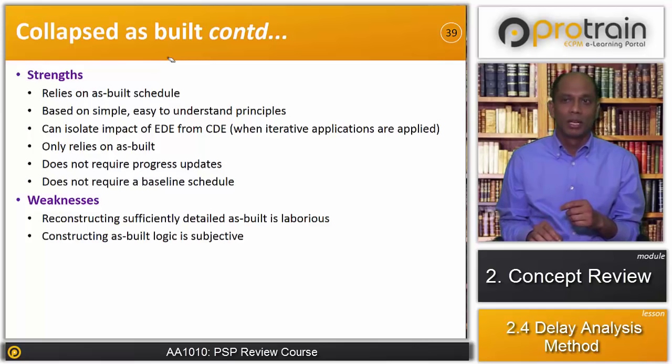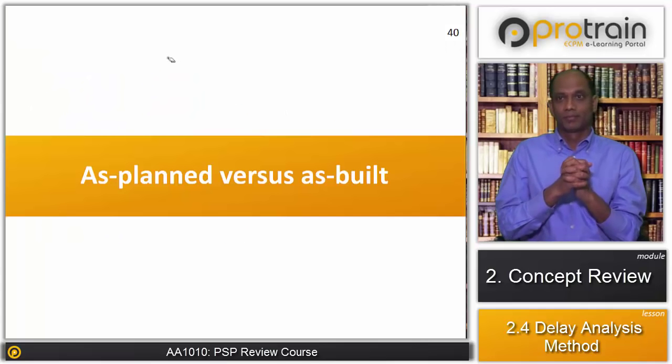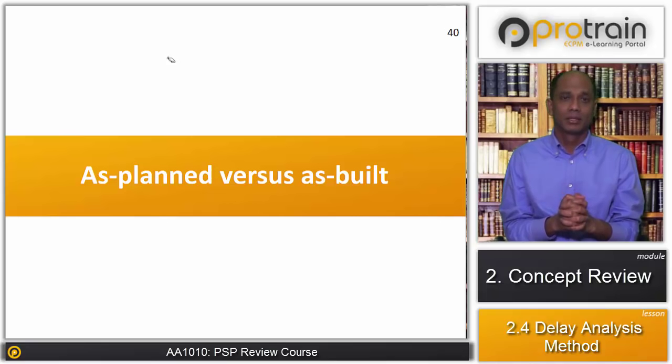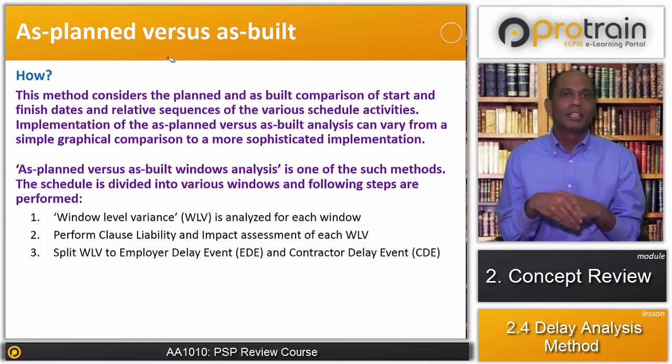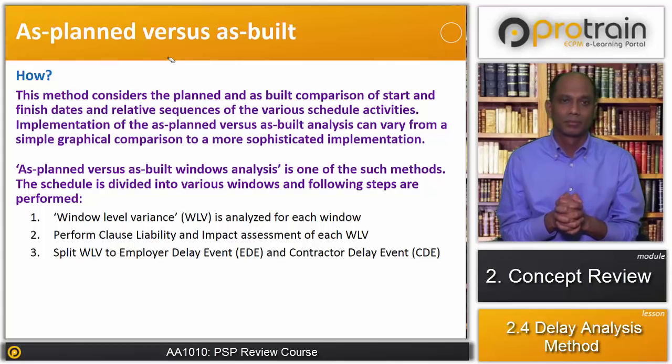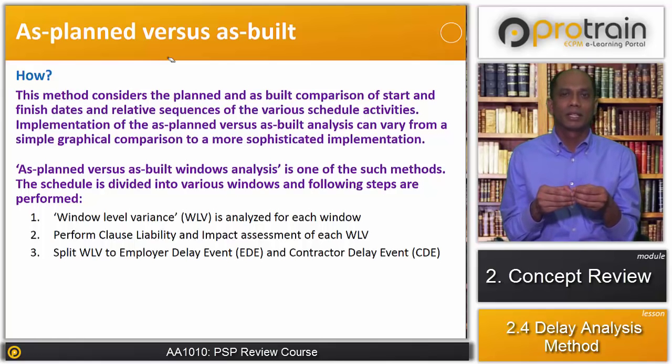Now let's jump to the as-planned versus as-built method. As the name suggests, it is a comparison of the as-built schedule and the as-planned schedule. Let's see how this method is executed. This method considers the plan and as-built comparison of start and finish dates and the relative sequence of various schedule activities. Quite clearly, in the as-planned versus as-built method, we compare the start and finish and the sequence of the activities which were planned and which were actually carried out.